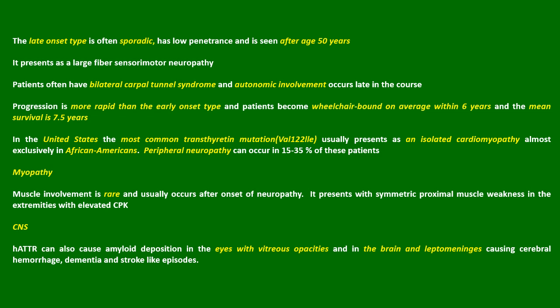CNS, hATTR can also cause amyloid deposition in the eyes with vitreous opacities and in the brain and leptomeninges, causing cerebral hemorrhage, dementia, and stroke-like episodes.